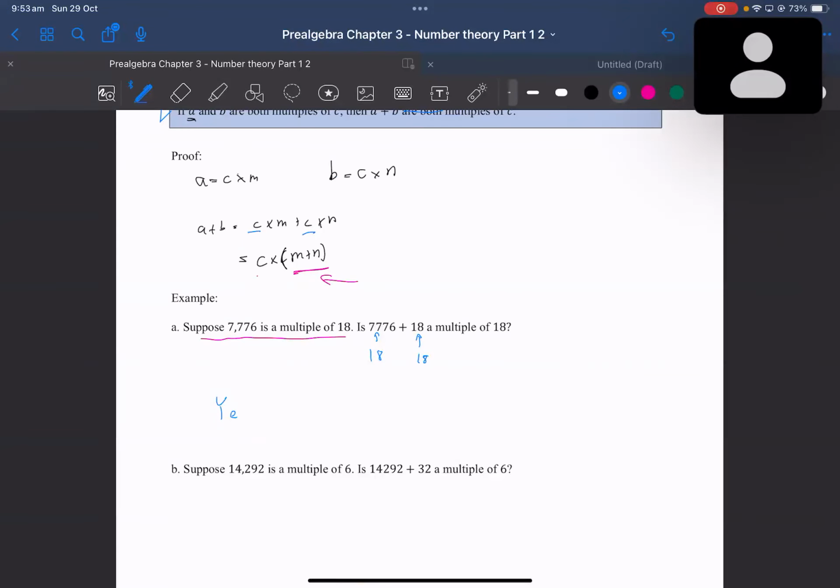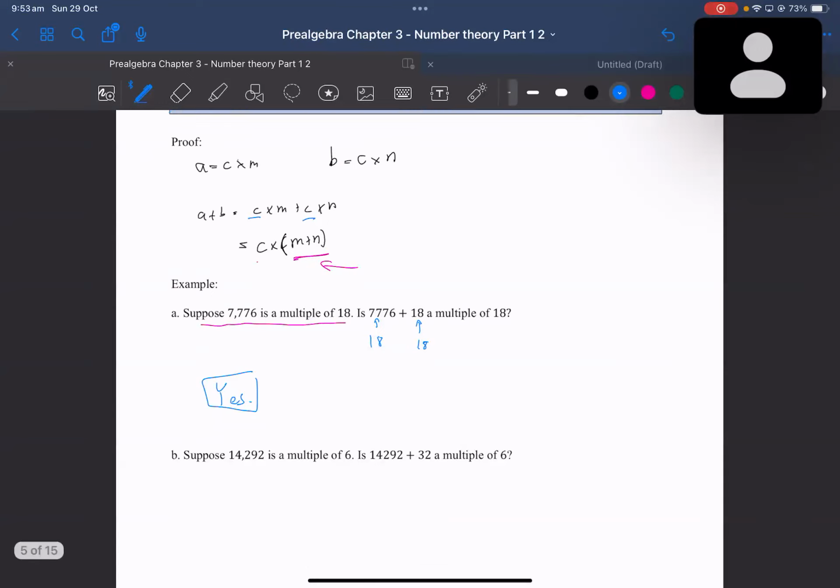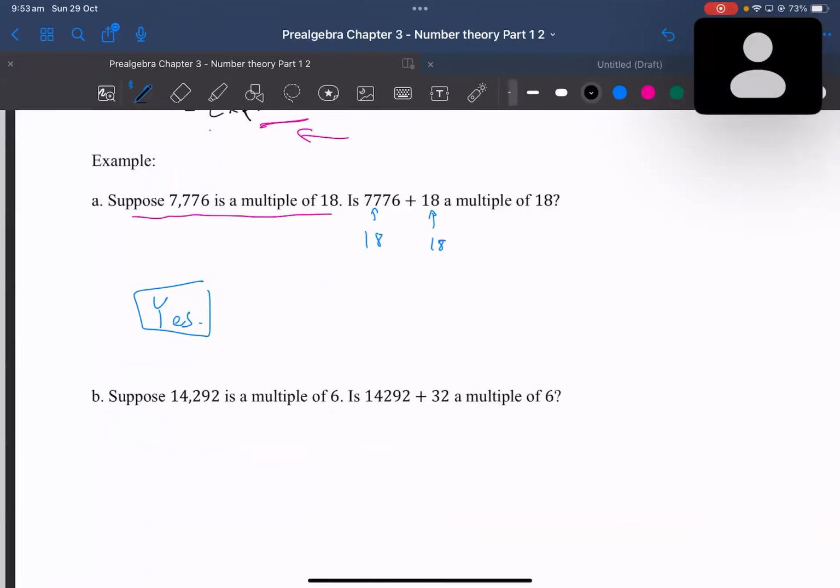But the second one is no, because there'll be a remainder of two. Does that make sense, Oliver?